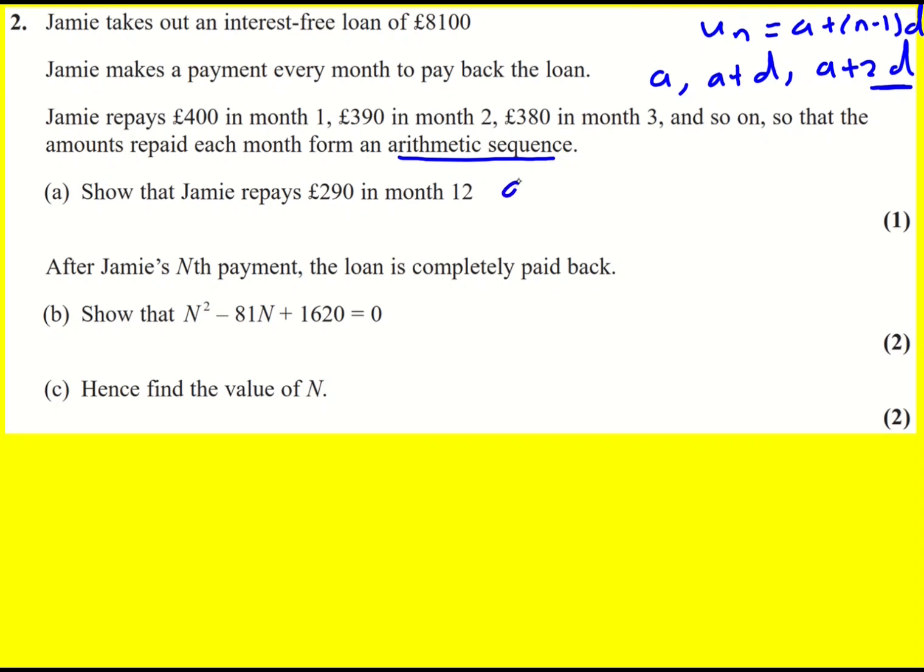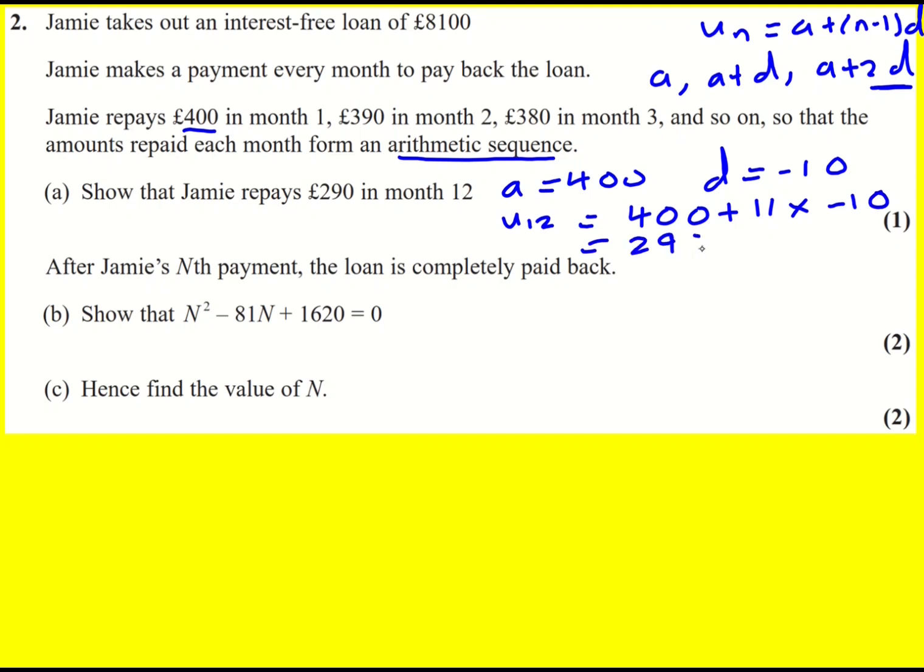So in our case, a is 400. That is our starting amount. And then d is going to be minus 10, because it's going down by £10 every time. Therefore, in month 12, Jamie will be repaying 400 plus 11 times minus 10, and that does indeed become 290.